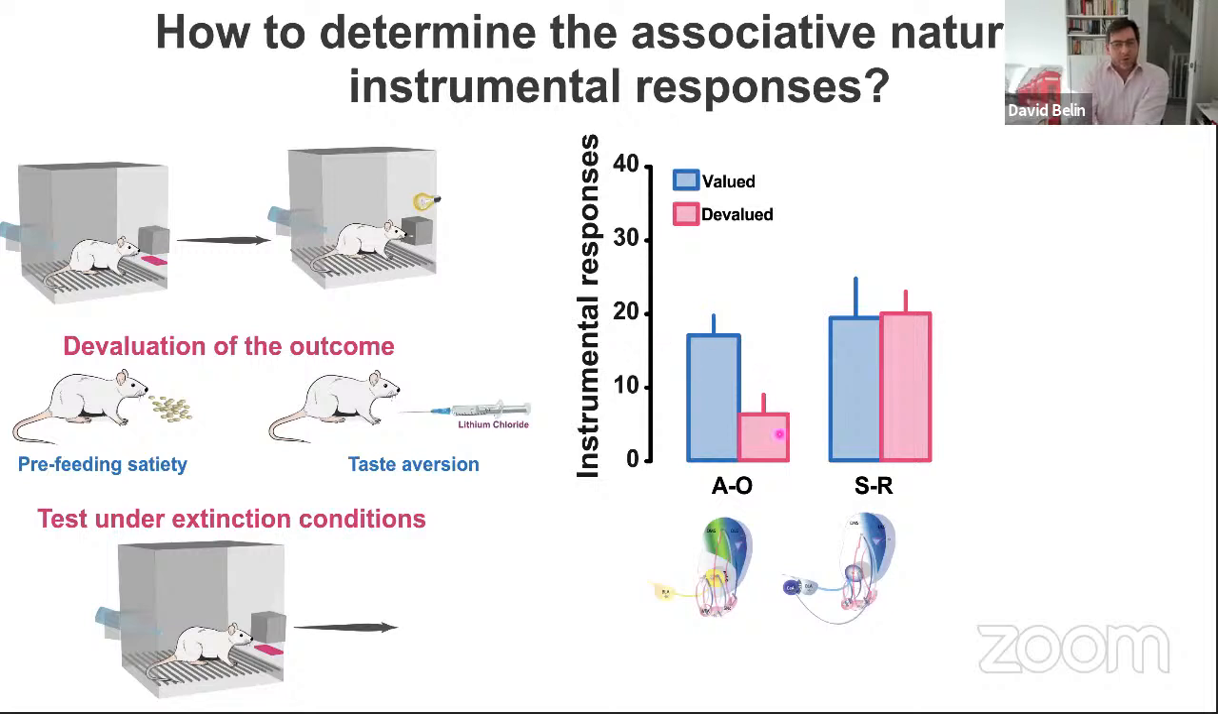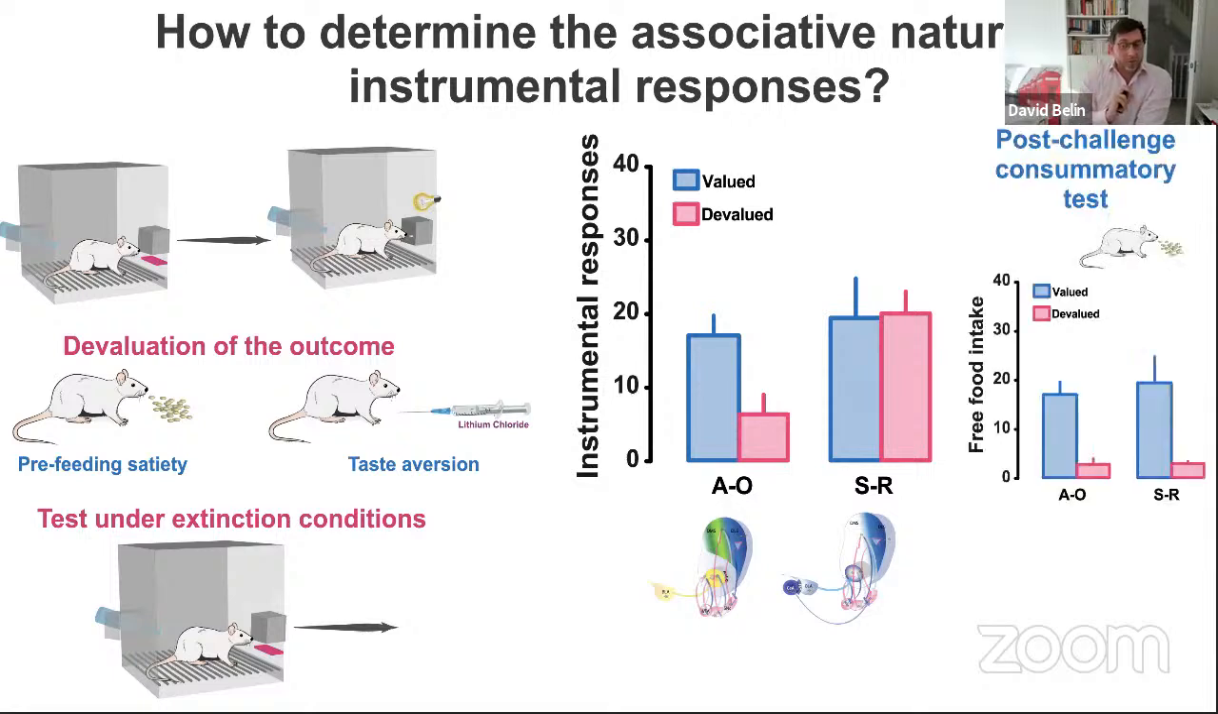If the animal decreases its responses for the devalued outcome as compared to the valued outcome, that shows that the response is dependent on a prior representation of the value of the outcome. And the animal tells you, I'm not going to work for something I don't want. If the animal persists in responding, well, that is the signature that the response is not predicated on a representation of the value of the goal. It is dictated by a setting.